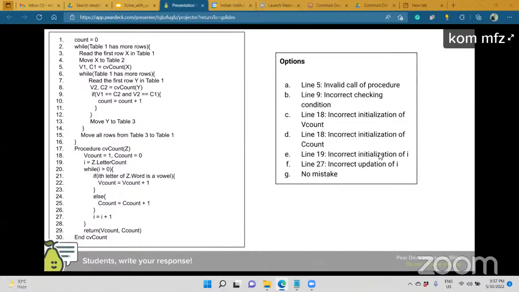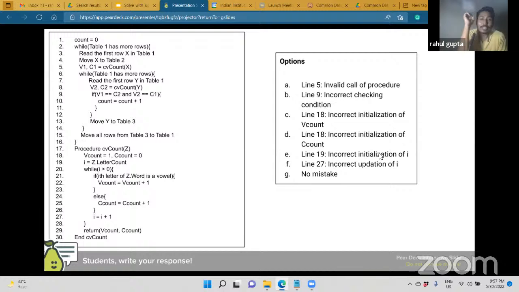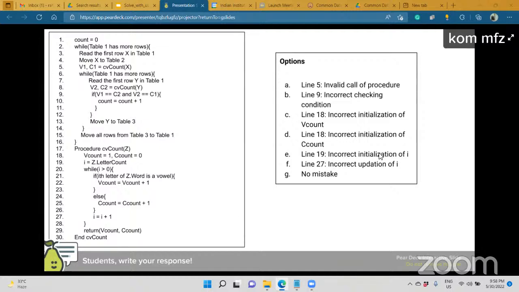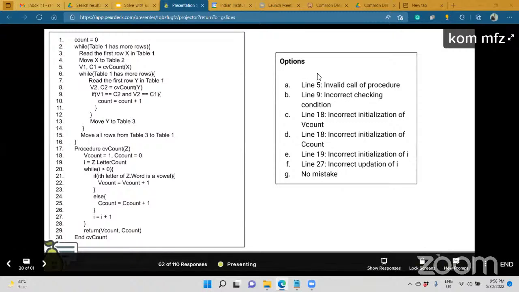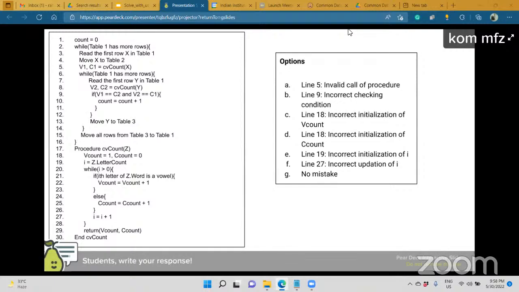Line 27, sir. And 97. How many of you have confusion about line 19? Is there anyone who is saying that 19 is incorrect? No, sir. 27 is incorrect. I think all of you know now. Sir, confusion in 19 and 27. I have already chosen C, but still I was confused.